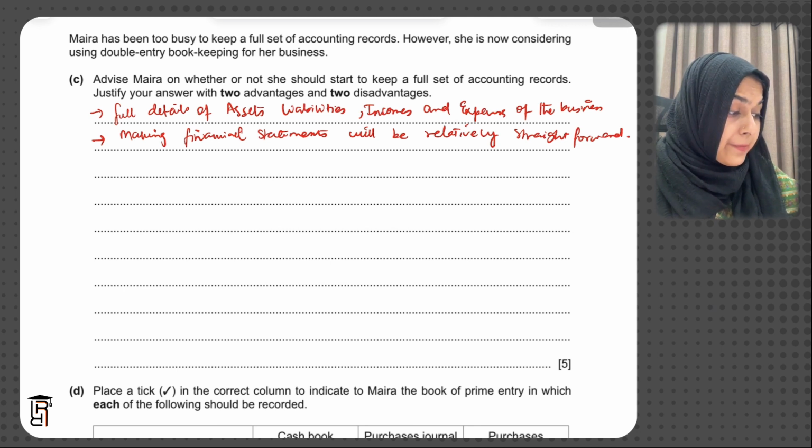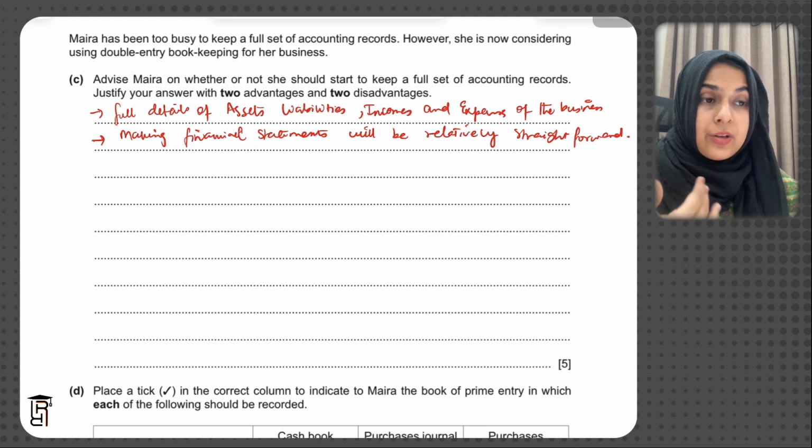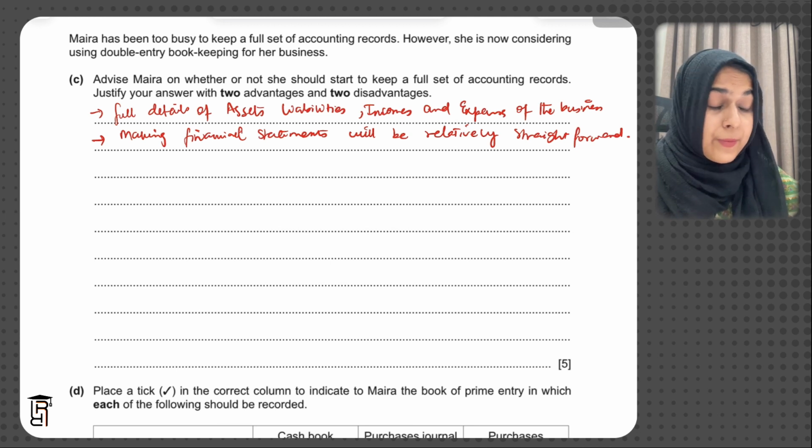Also, her calculation of profit or loss will be more reliable and more accurate if she uses double entry bookkeeping records. Also, there will be less chance of fraud because she's maintaining all the information. She's recording every transaction of the business.